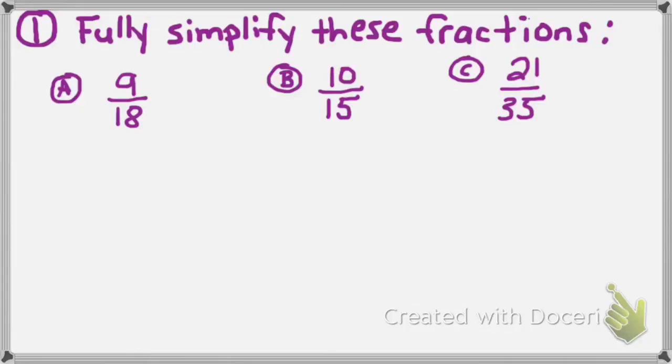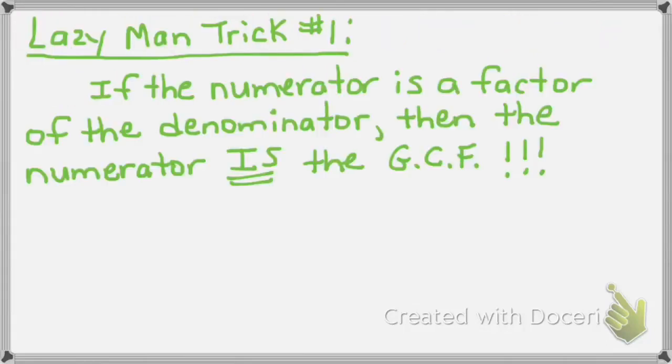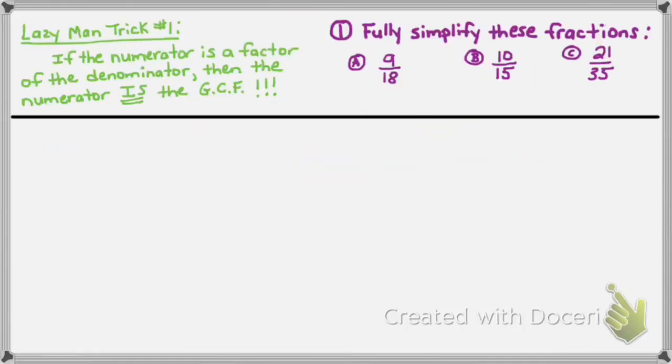So example number 1 says fully simplify these fractions. We have the fraction A, which is 9/18, fraction B, which is 10/15, and fraction C, which is 21/35. Let's try lazy man trick number 1 on all of these fractions and see if it works. Lazy man trick number 1 says if the numerator is a factor of the denominator, then the numerator is the GCF.